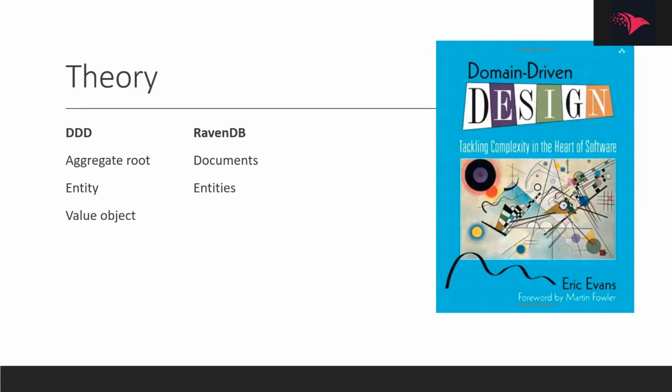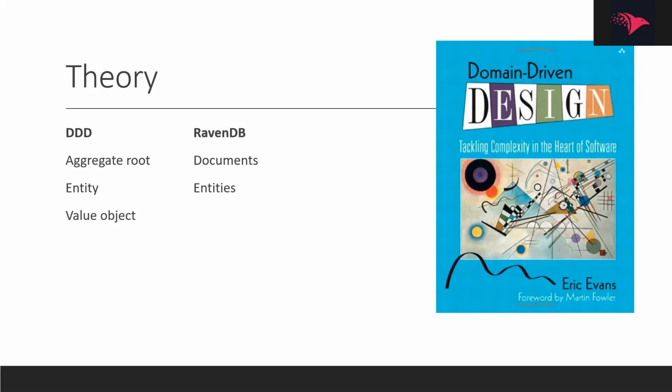Now, the Bible of modeling inside of RavenDB is Domain-Driven Design. It's a wonderful book. Unfortunately, it's also very dry. There are also Jimmy Nelson's books about DDD that explain that in a much more interesting fashion. But I want you to remember these three concepts: aggregate root, entity, and value object.